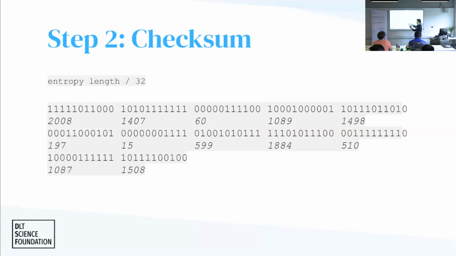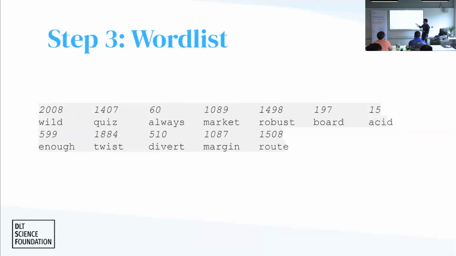Then we divide it into sets, and we get a particular number for each and every set. And then we convert this into words using the word list. We find the word tagged to each number, and then we put all the words together, and this is the 12-phrase mnemonics which we use on our wallets.